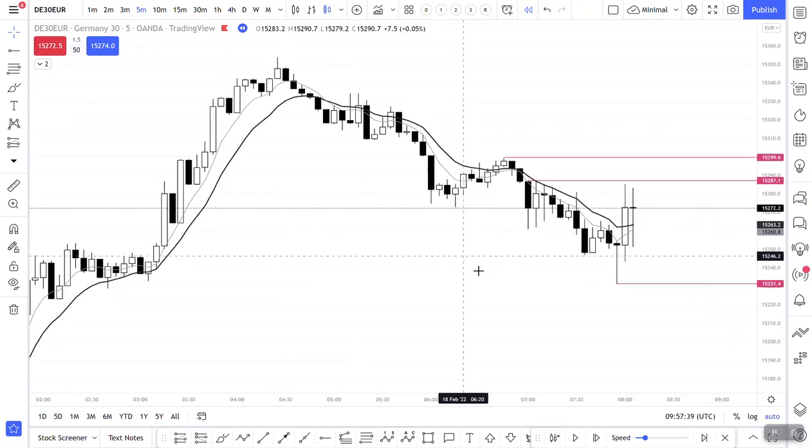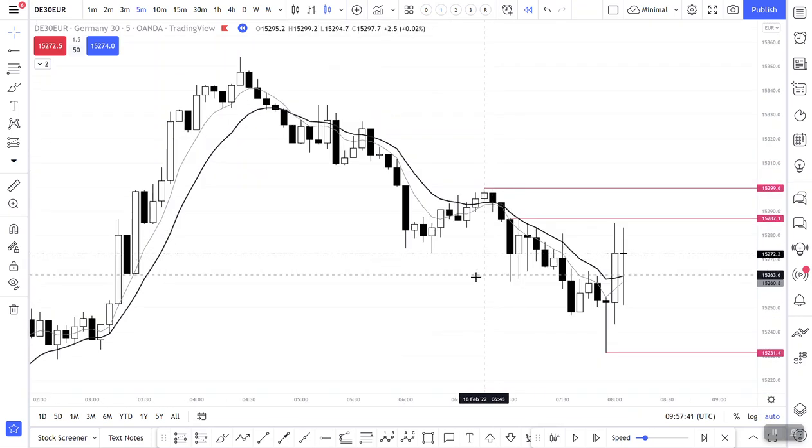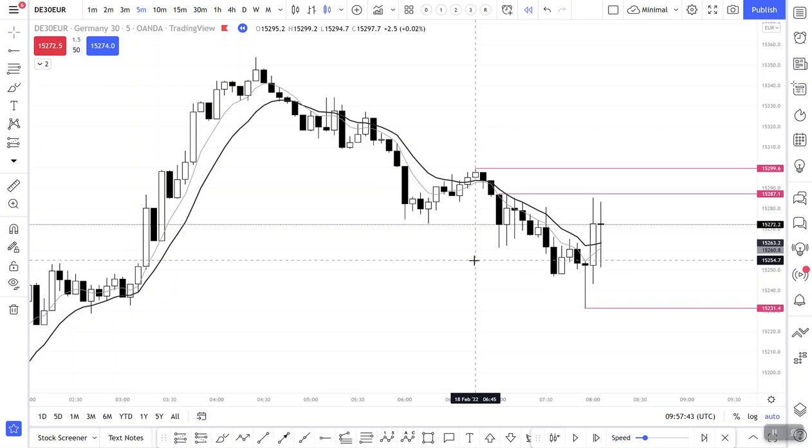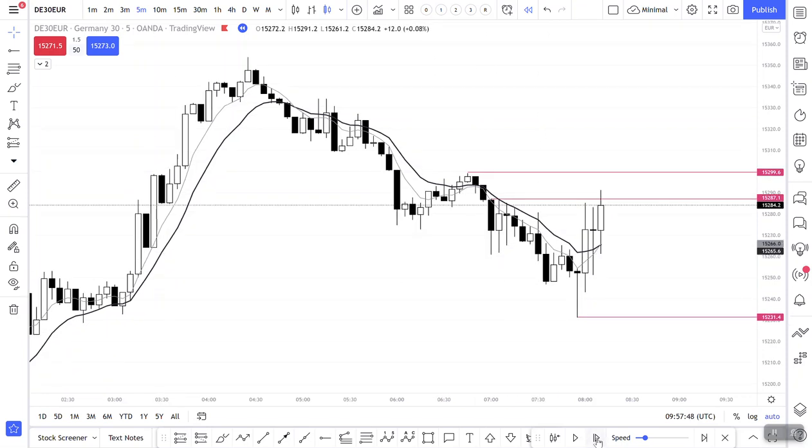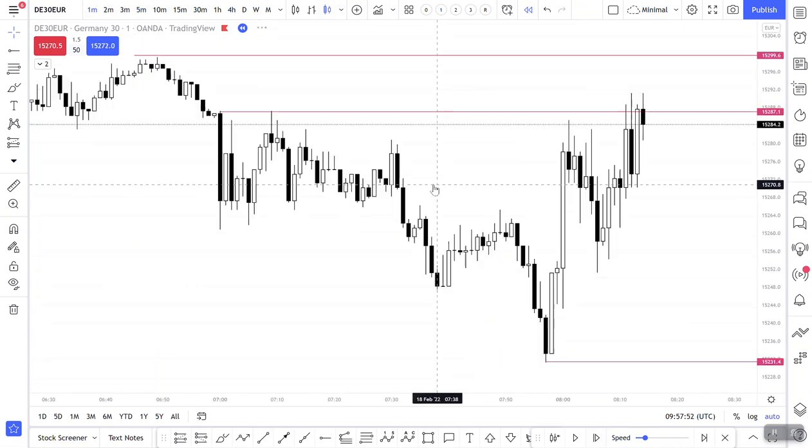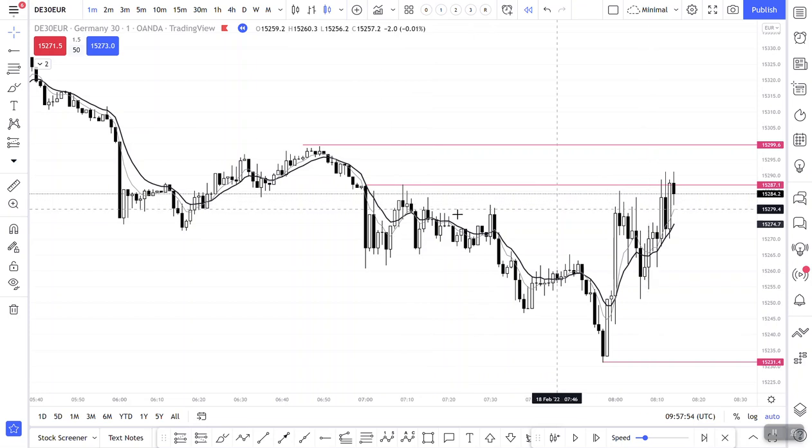And then by the time it came to us, London Open did not really do anything. So let's go forward a bit. So you can see there, let's go to the 1-minute chart now. You can see that the Frankfurt Open level is being held.